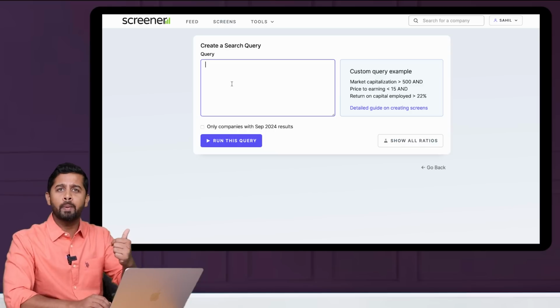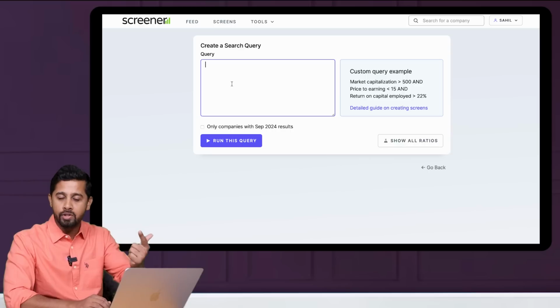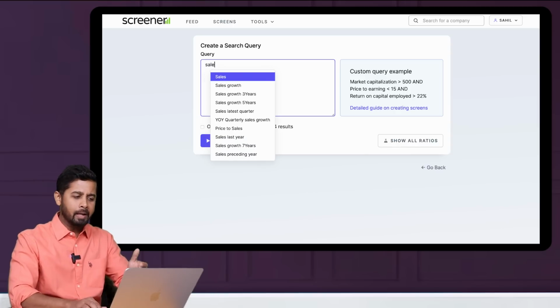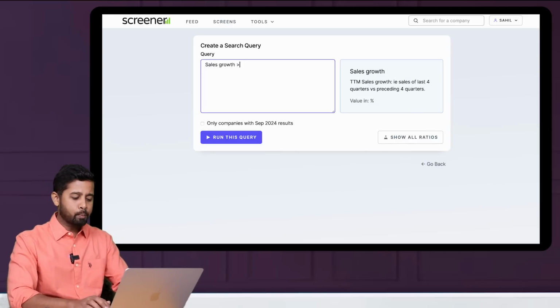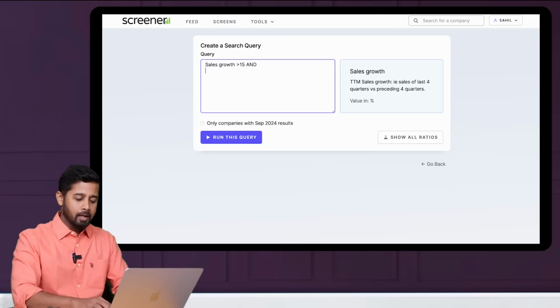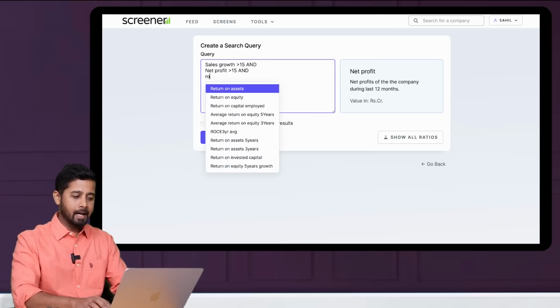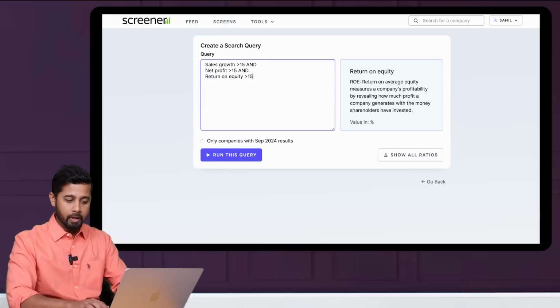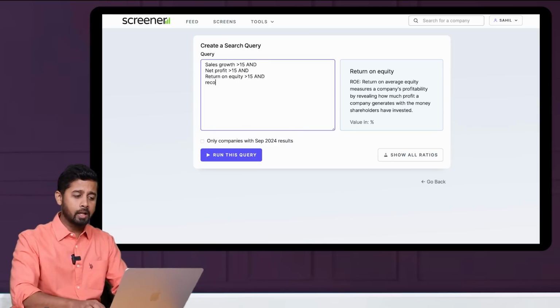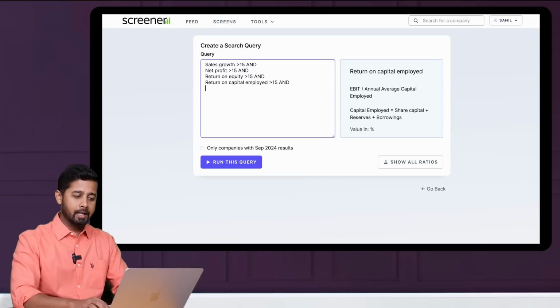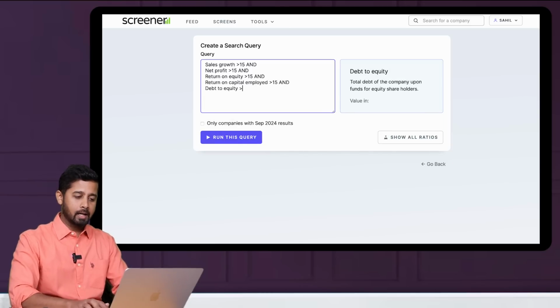First is obviously the company should be growing its sales and net profits. Second, it should have a good ROE and ROC, so high profitability, right? Then the company should not have a lot of debt. These are the simple criteria you can put. So let's put them and see what results we get. Sales growth, let's put more than 15%, and net profit, let's say more than 15% again, and let's say return on equity is greater than 15, and return on capital employed, ROCE, should also be greater than 15. Okay, and debt to equity is less than 1.